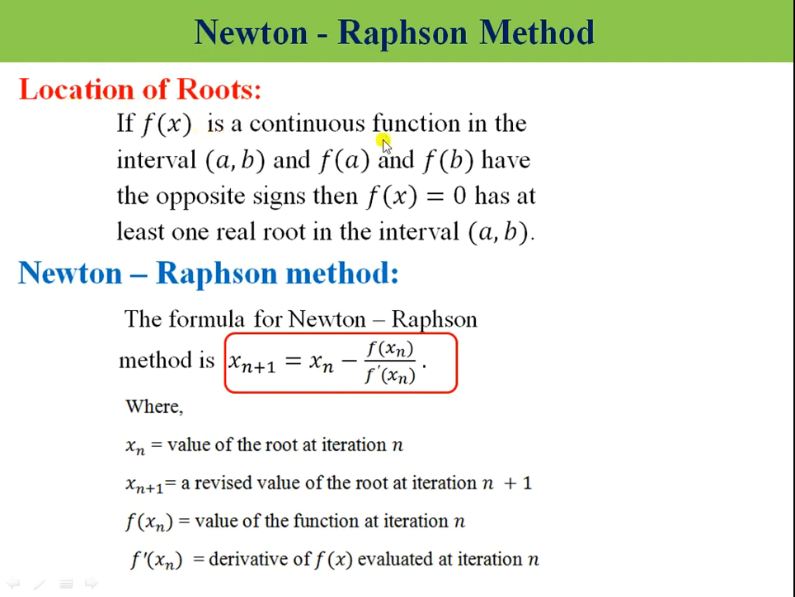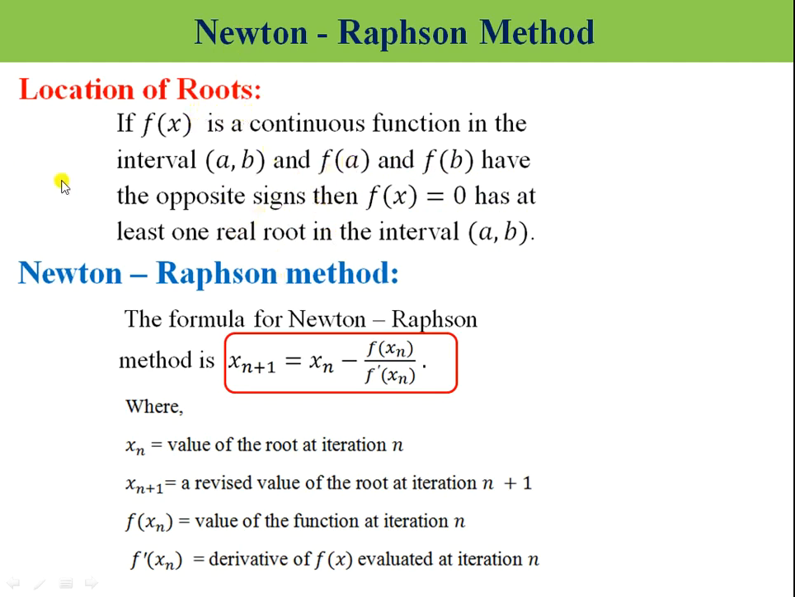If f of x is a continuous function in the interval a comma b, and f of a and f of b have opposite signs, then f of x equal to 0 has at least one real root in the interval a comma b. So this is the formal statement for locating the root. While we are solving problems, we could easily understand this, right?